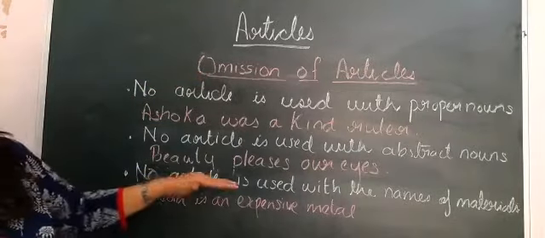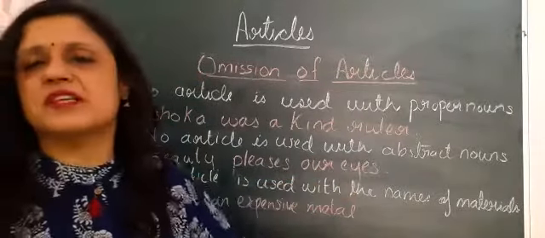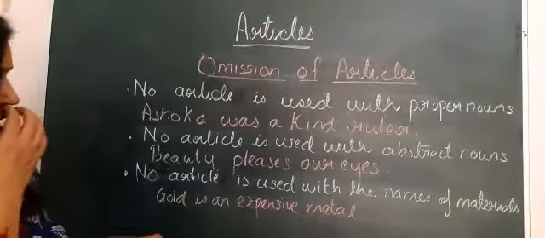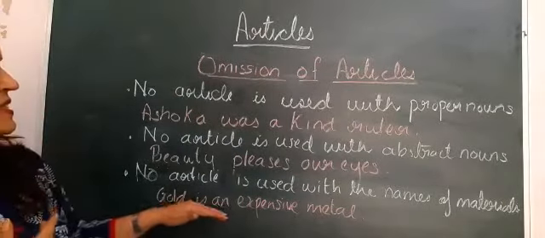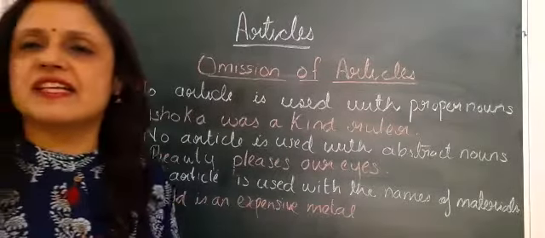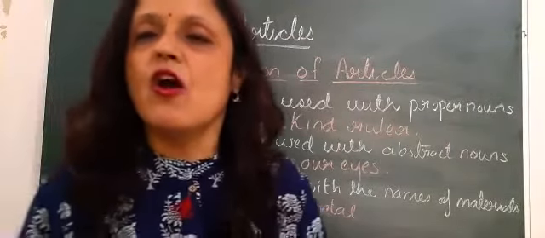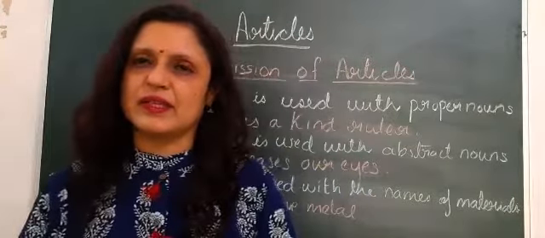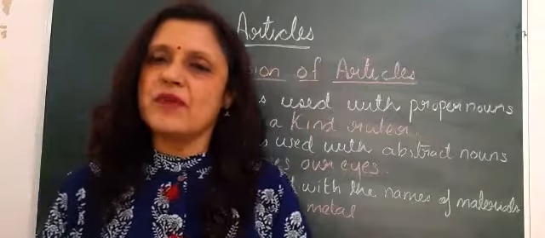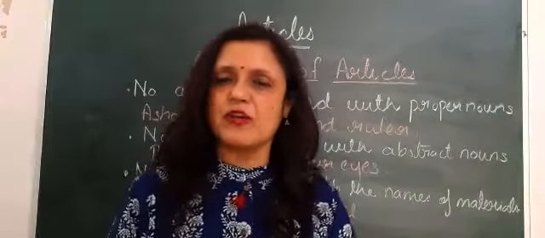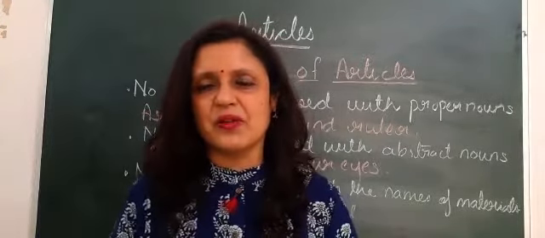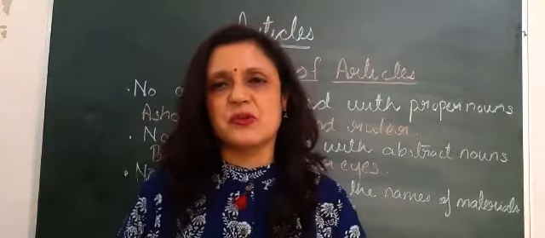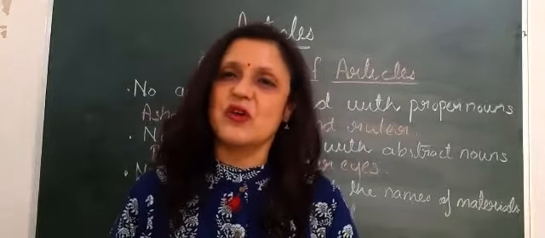No article is used with the names of materials like gold, silver, water. Gold is an expensive metal. We will never say "the gold is an expensive metal" or "the iron is a heavy metal". We never use any article with it. I hope now the topic of articles is very clear to you all: where to use a, where to use an, where to use the, and where not to use an article.